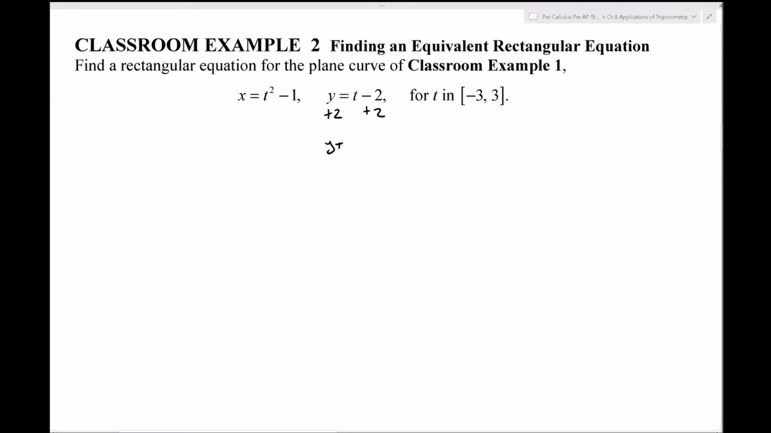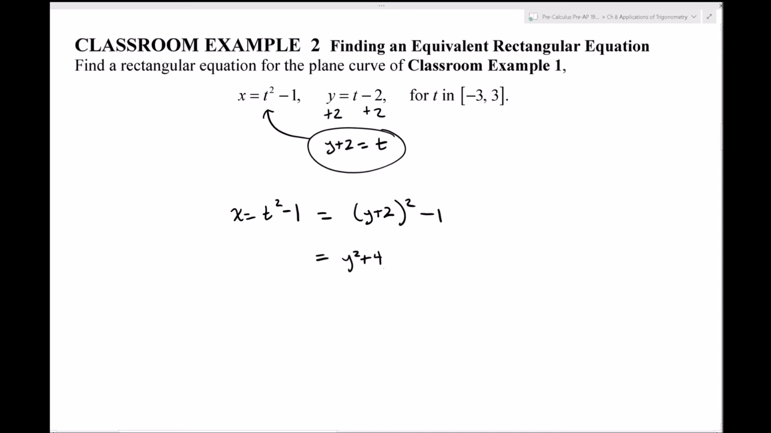You get y plus 2 is equal to t, and that's what I'm plugging in for t here. So x is equal to t squared minus 1, or y plus 2 quantity squared minus 1. And we expand that. That's a polynomial. We know how to expand those. That's y squared plus 4y plus 4. And then that's minus 1, which I could just subtract 1, no problem. Y squared plus 4y plus 3 is equal to x.